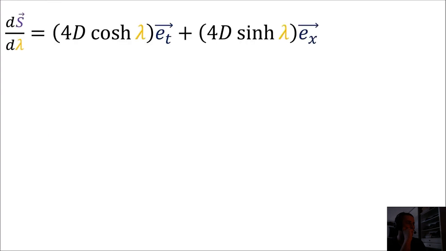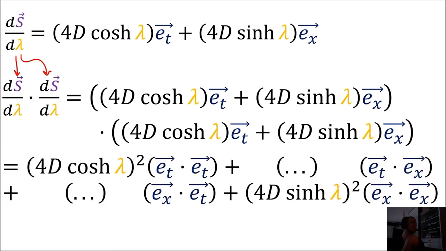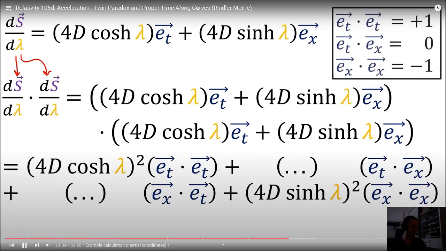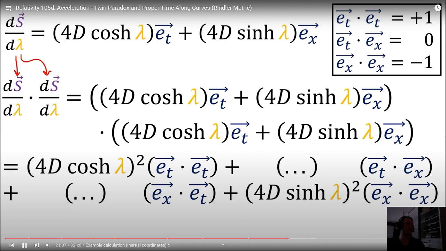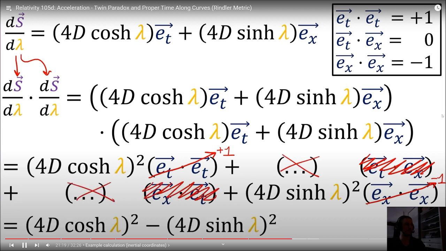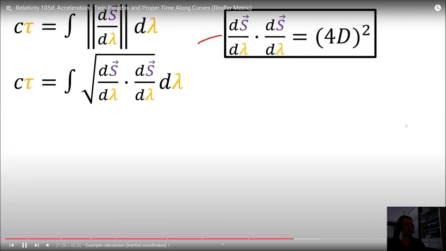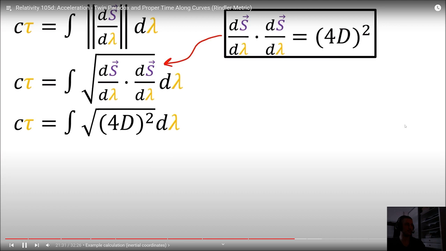If we plug this into ds by d lambda dotted with itself and expand, we get 4 terms. If we recall the Minkowski metric for spacetime basis vectors, et dot et equals +1, ex dot ex equals -1, and the cross terms go to 0. And using the fundamental hyperbolic trig identity, this simplifies to 4d all squared. If we plug in the length of the tangent vector into our proper time integral, the square root term is constant, and we can just pull it outside of the integral.